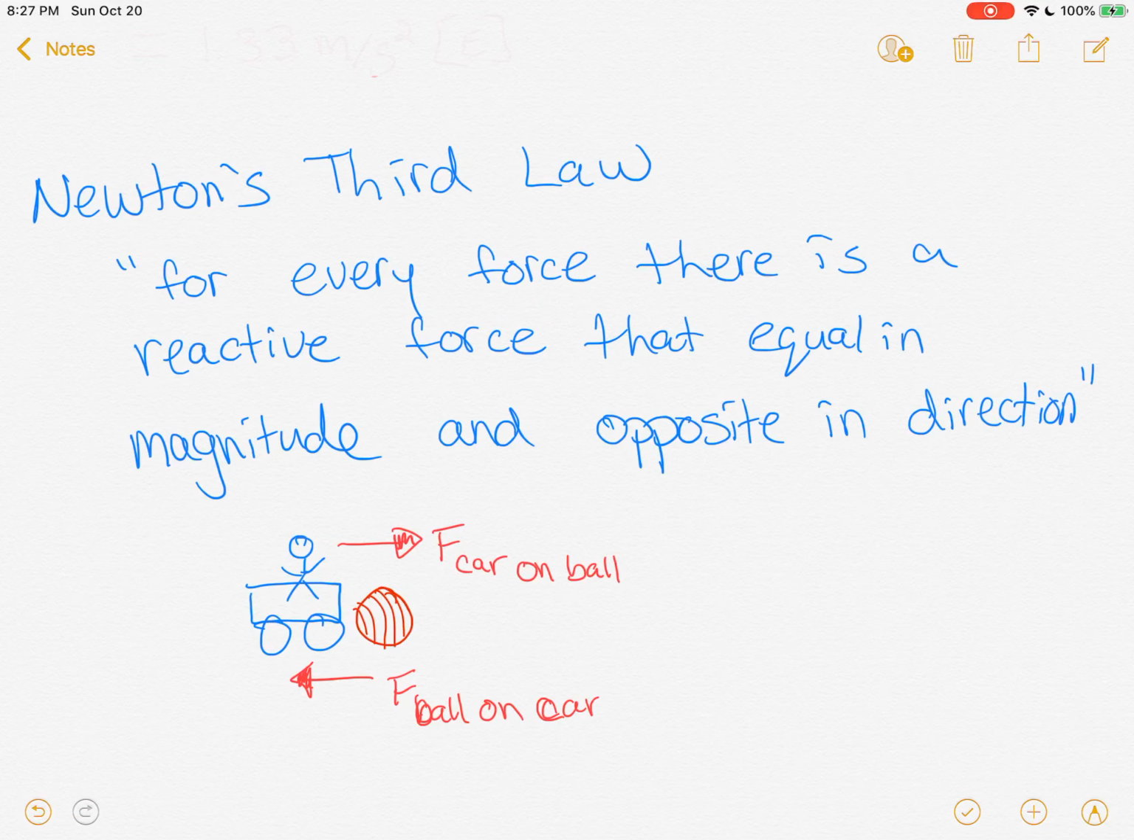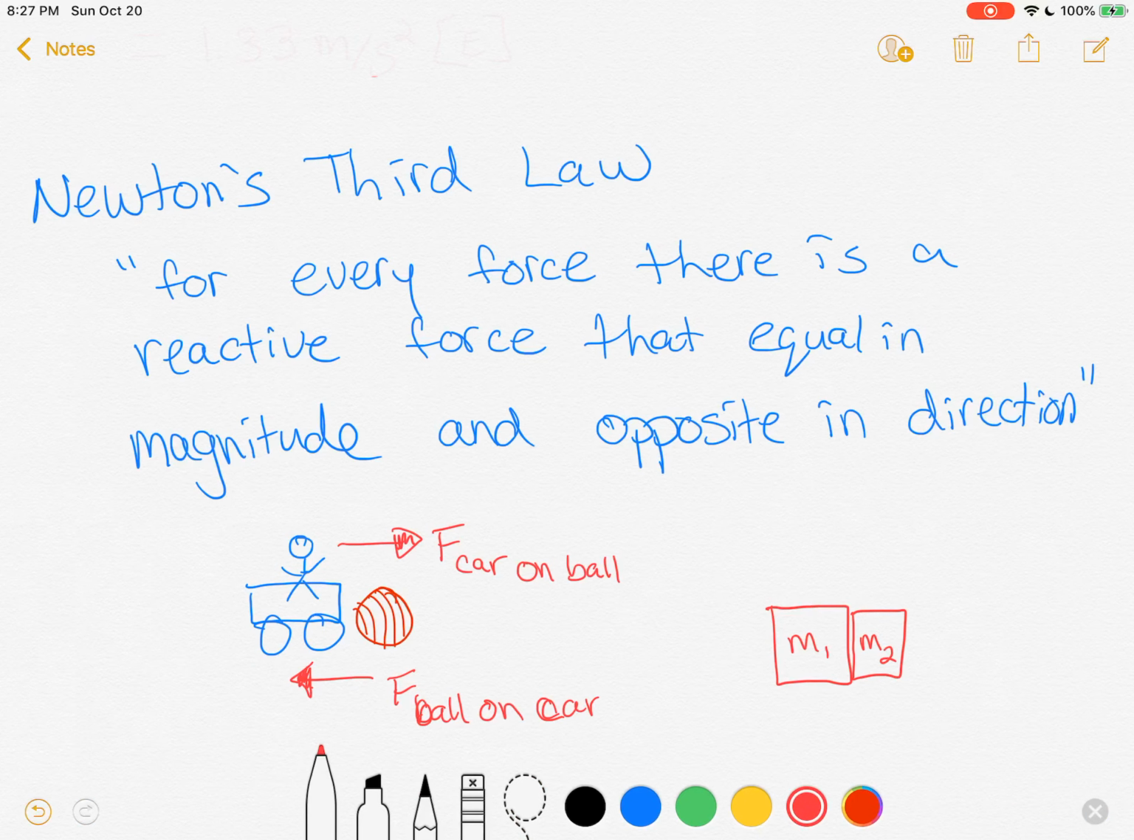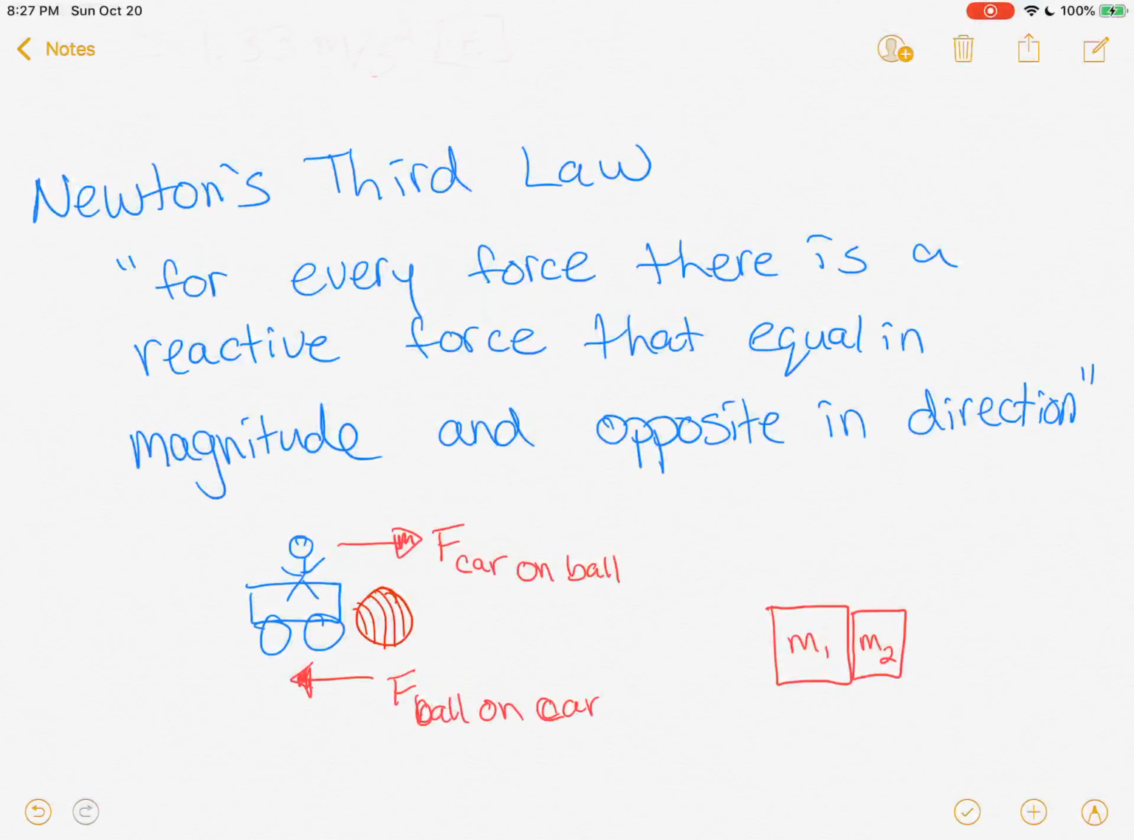Okay, we're not going to use this a lot, but we do use it when things are coming into contact with each other. So say we have two boxes that are in contact, and this one is M1 and M2, and they're different sizes, but they're each going to have a force acting on each other. M1 will have a force acting on M2. M2 will have a force that pushes back on M1. So this would be the force of M1 on M2. And then the equal but opposite direction, we have the force of M2 on M1.